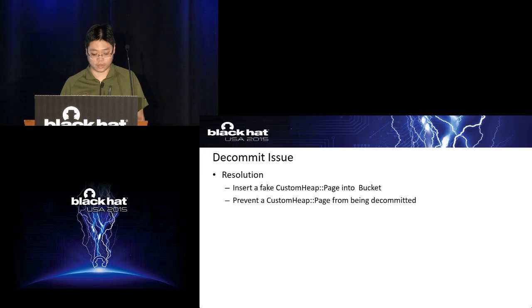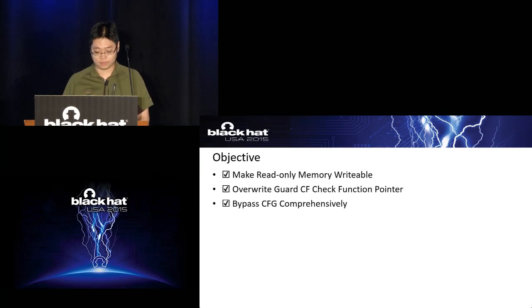To resolve this, we have two choices. The first is to insert a fake custom page into the bucket. Since it is fake, it will not be decommitted and will survive to the destructor. And the other solution is to prevent the one we chose to overwrite from being decommitted. That is to modify some flag in the custom heap object to achieve this. So now we can make any read-only memory writable. That is to say, we can overwrite the guard check function pointer with anything we like. That is to say, we can bypass CFG comprehensively.